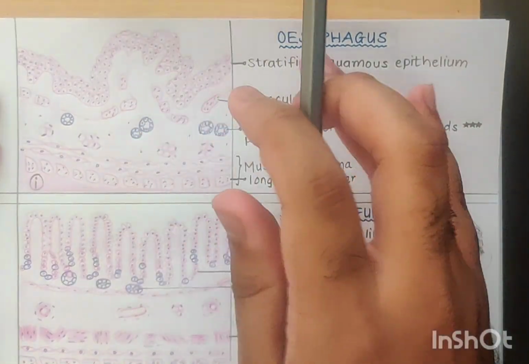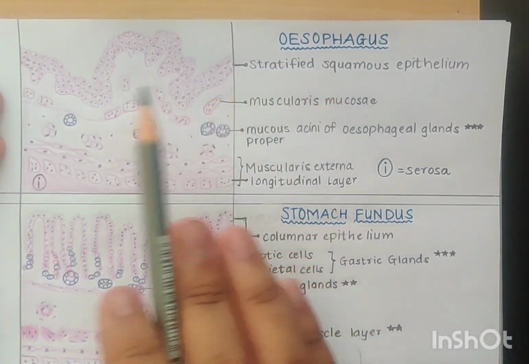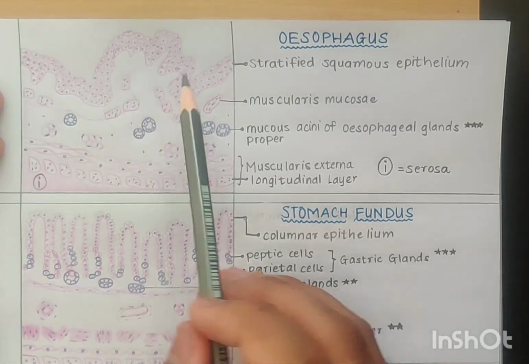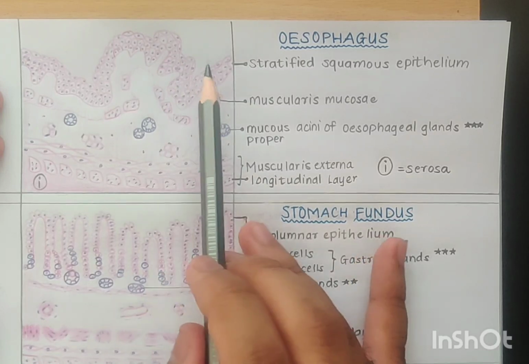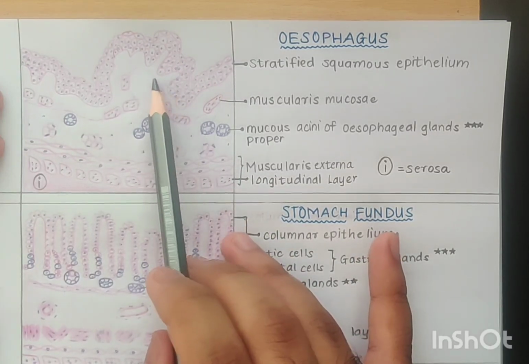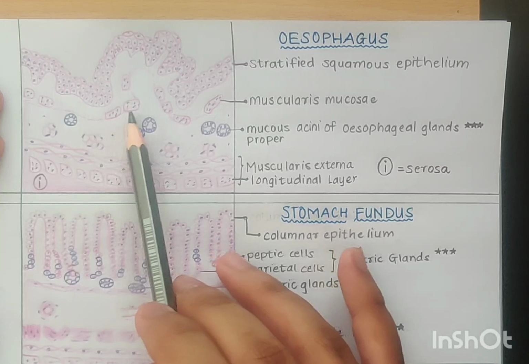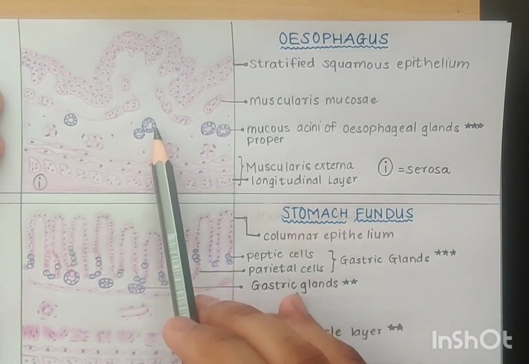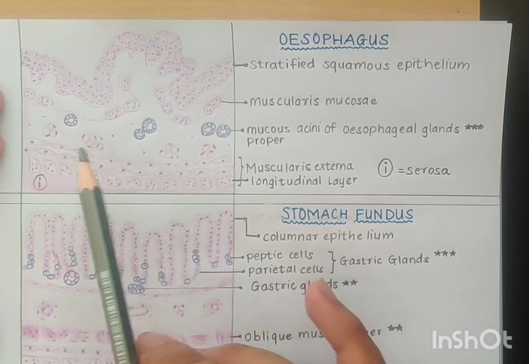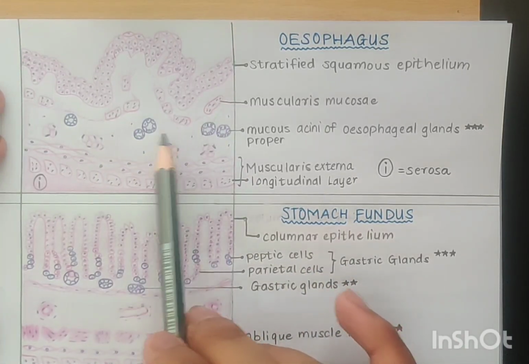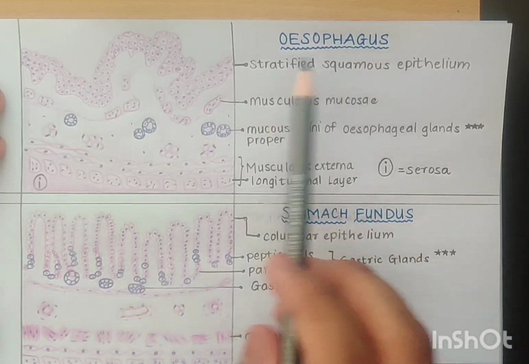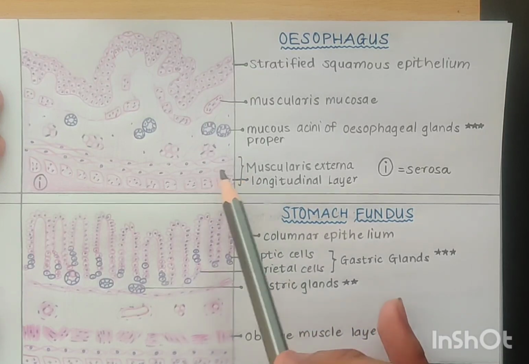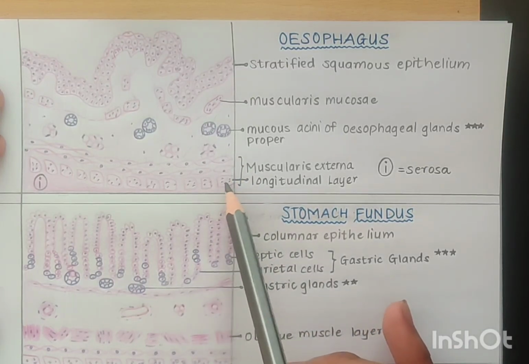Firstly, we need to remember that any GIT structure will have four basic layers. Starting from inside to outwards, first we'll have the mucosal layer, which will consist of the epithelium, the connective tissue that supports the epithelium, and then the muscularis mucosae. Then moving ahead, we'll have the submucosa. The submucosa will usually contain adipocytes, some blood vessels, or some glands, in the case of the esophagus, not everywhere.